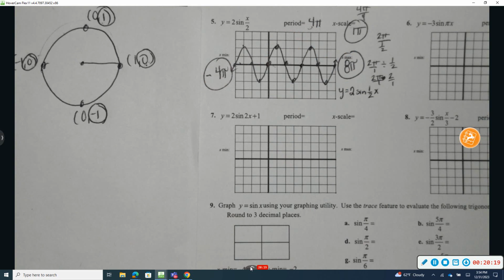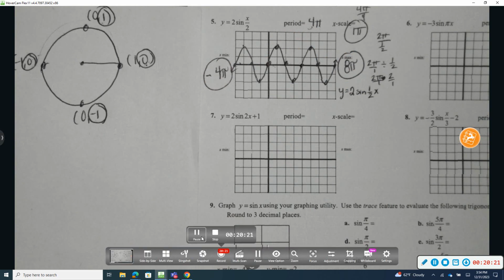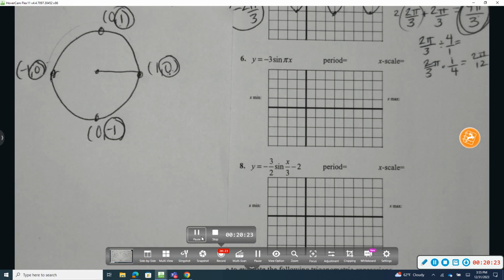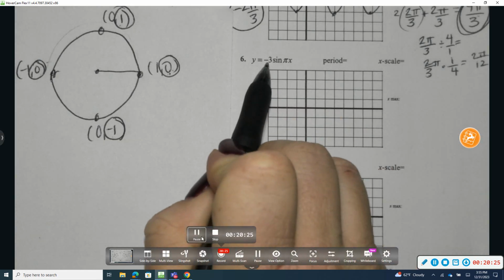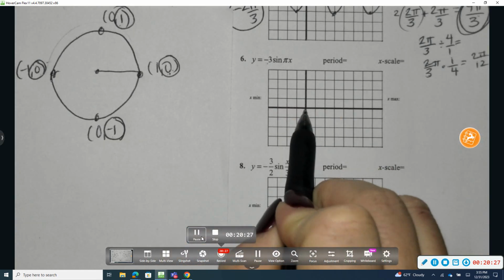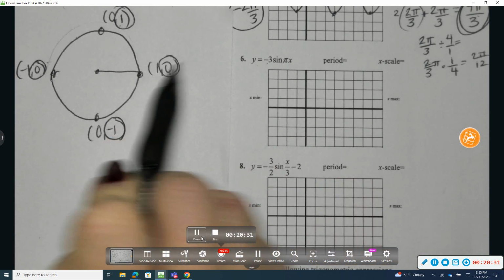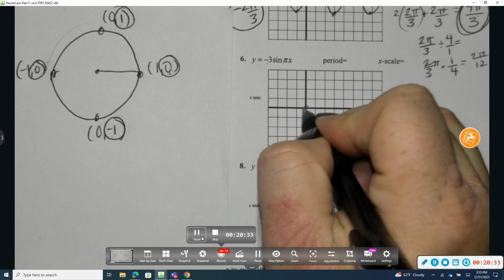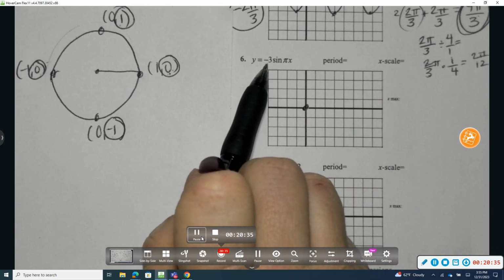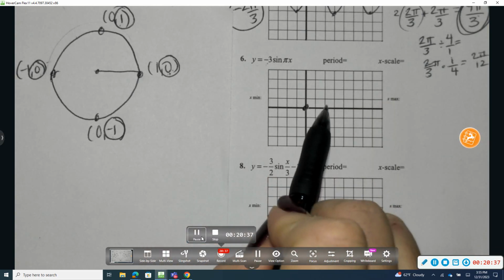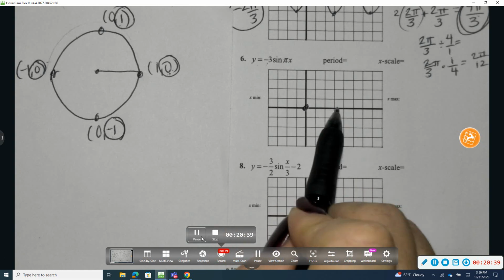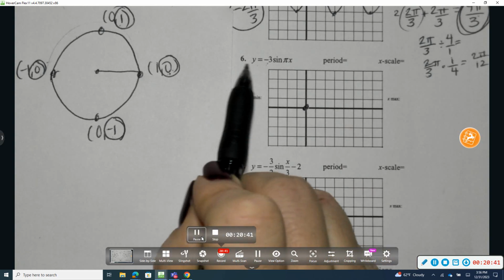Let's take a look at number 6. Okay, number 6, I'm going to start by knowing that I begin at the origin for a sine function. I start with 0 times negative 3, which is still 0. Now when this value is negative, instead of doing hill for step 1 and 2 and valley for step 3 and 4, I'm going to reverse it.